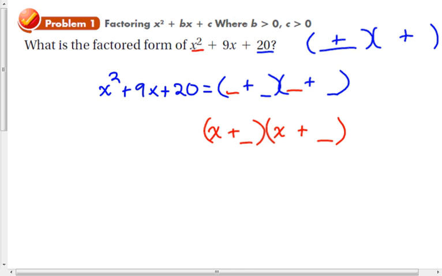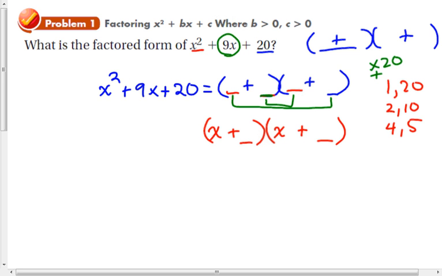And so I can have numbers like 1 and 20, because 1 times 20 is 20. I could have 2 and 10. I could have 4 and 5. Those are my choices. Now the other thing that we have is that these two numbers added together, the outside two multiplied together plus the inside two multiplied together have to equal 9x. So basically what I'm saying here is I need two numbers with a product of 20 and a sum of 9. And that would be the 4 and the 5.